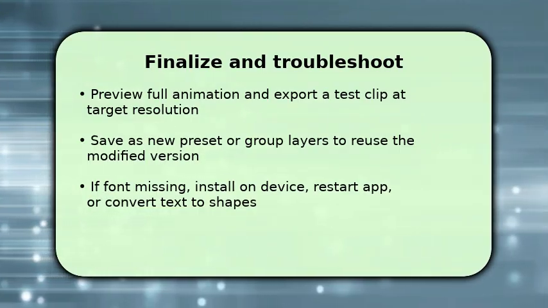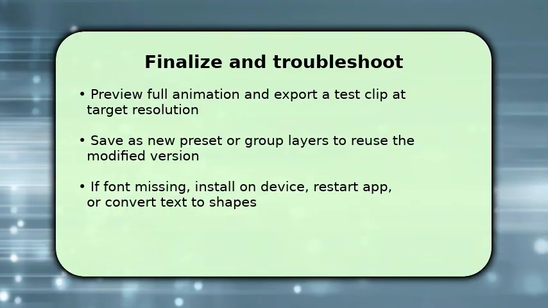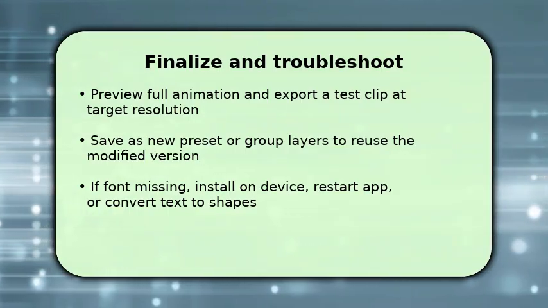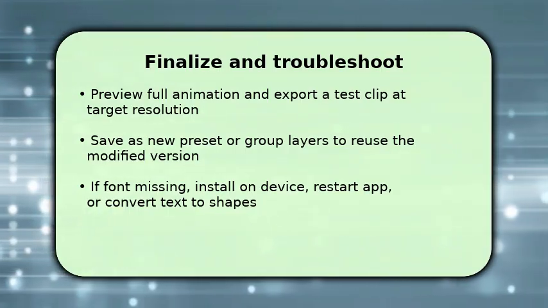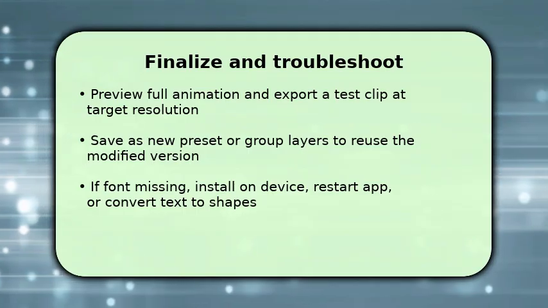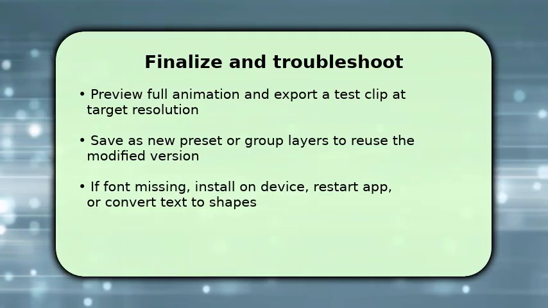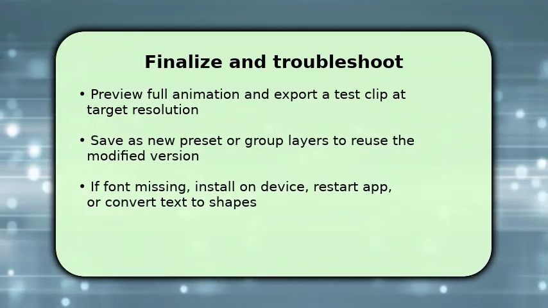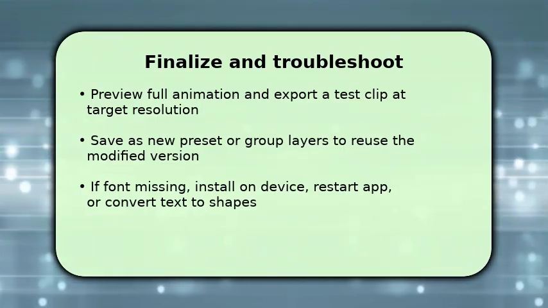If the font doesn't appear correctly on export, make sure the font file is installed system-wide or reopen Alight Motion after installation. As a last resort, convert the text to vector shapes to preserve appearance. This locks design, but prevents future editable text changes.